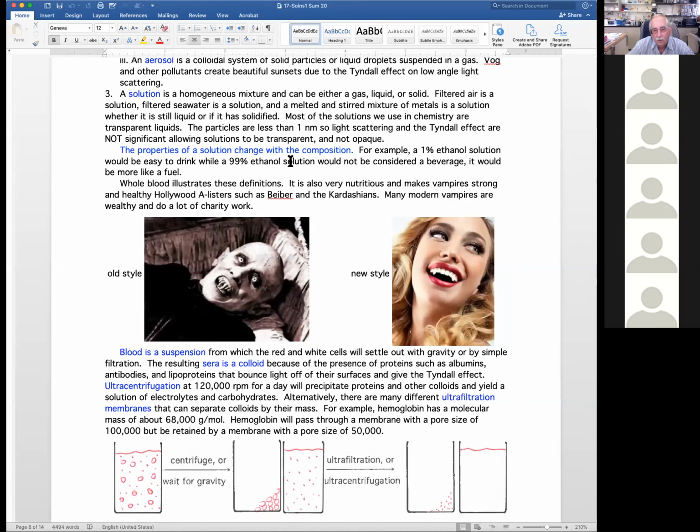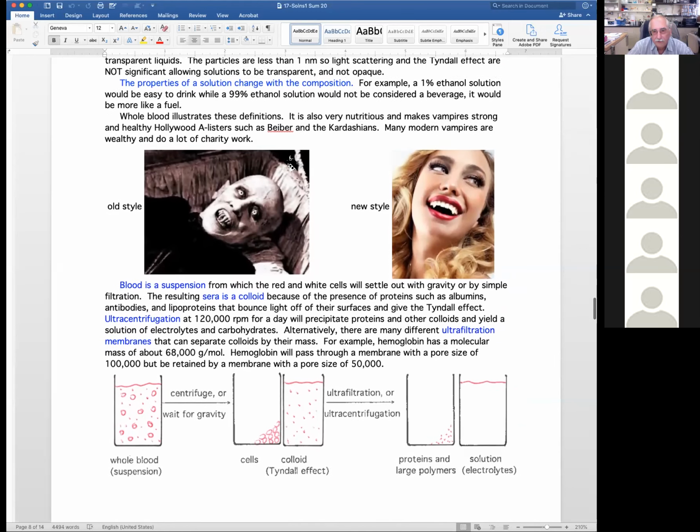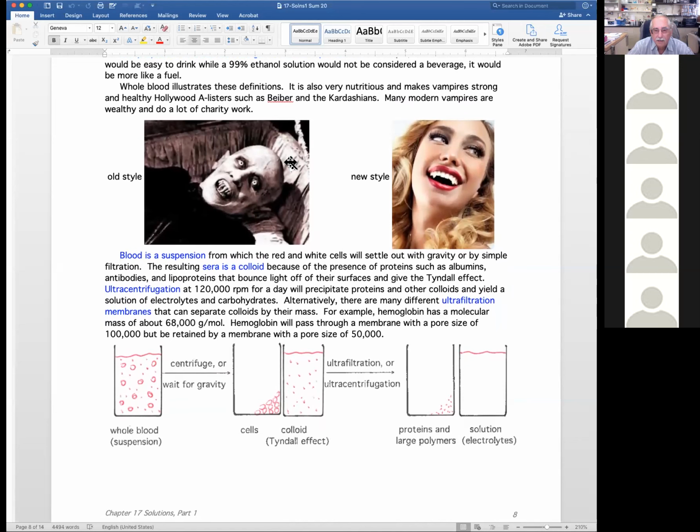So whole blood is a good example. We all have it. Sometimes it leaks out of us, but we all have it. And so I think it's a good model to describe all this stuff.